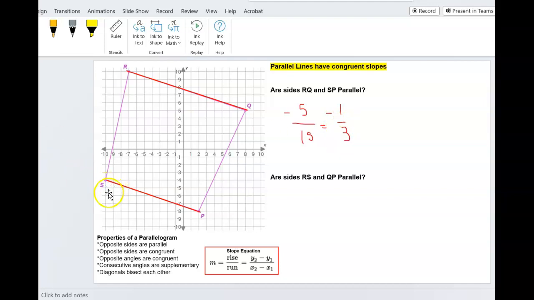So 1, 2, 3, 4, 5. Oh, I'm sorry, I think I went too far. 4 in the Y direction, and 1, 2, 3, 4, 5, 6, 7, 8, 9, 10, 11, 12. So 4 over 12.